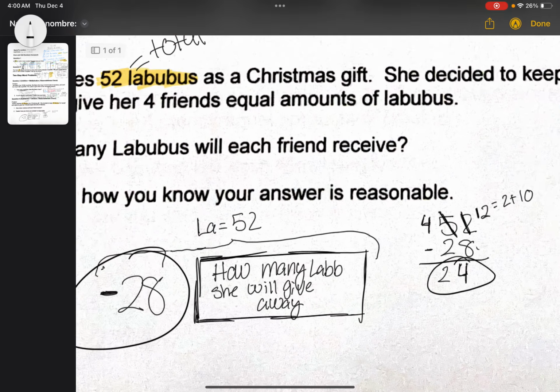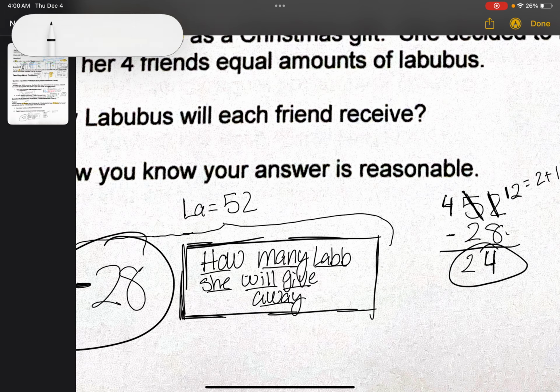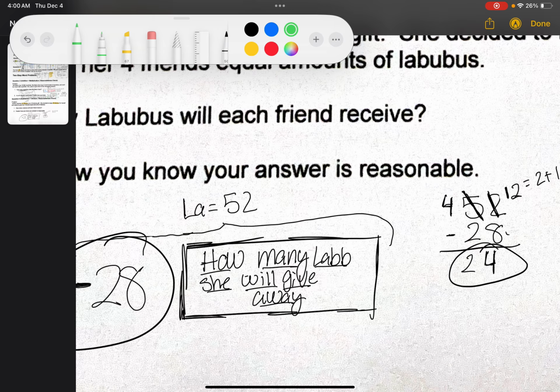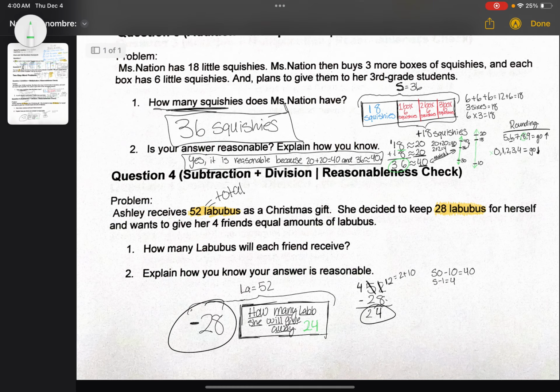So how many Labubus will she give away? Ashley is going to give away 24 Labubus. 24. So we now know how many Labubus Ashley will give away. So here's the next part we've got to read.